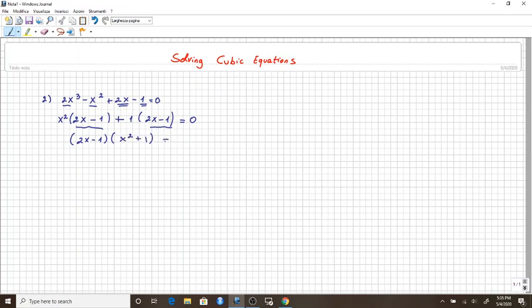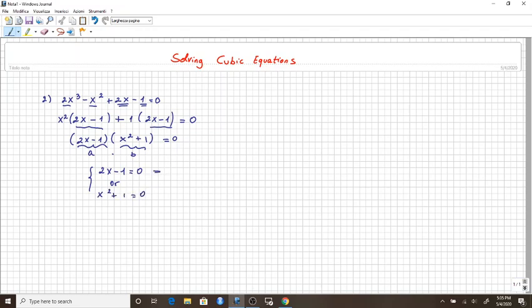And we set this equal to 0. Again, we have the product of 2 terms. Say this is A, and say that this is B. The product of 2 terms is equal to 0 when either A is equal to 0, which means 2x minus 1 equals 0, or B equals 0, which implies x squared plus 1 equals 0.